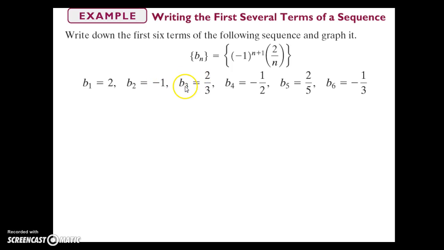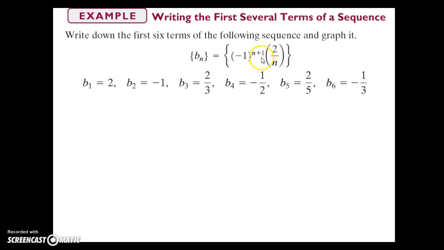And then as we plug in 3, b sub 3, here's our subscript. 3 plus 1 is 4. That makes this positive 1. I'm sorry, third term, my bad. Plug in 3. I had 4 on the brain. Let's do that again. 3 plus 1 is 4. That makes an even exponent, which makes -1 positive 1. And then 2 over 3 is 2/3. So 2/3 times 1 is 2/3, and so on. And that's how we get our 6 terms.